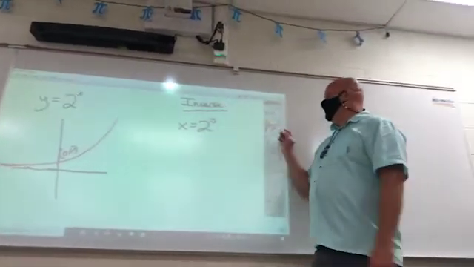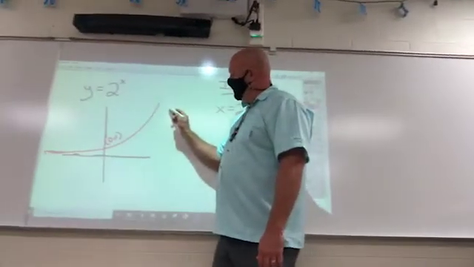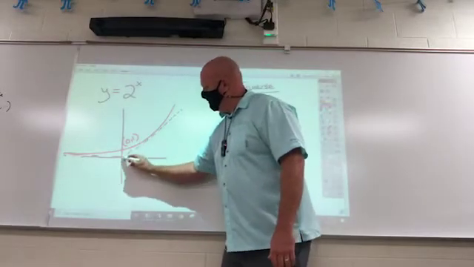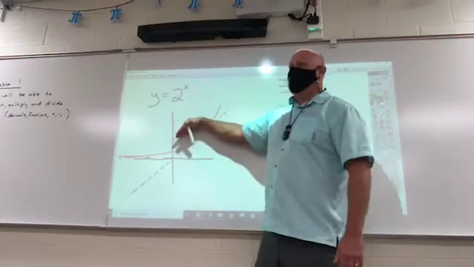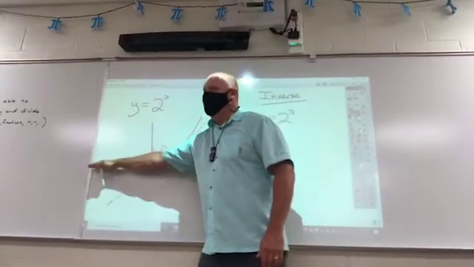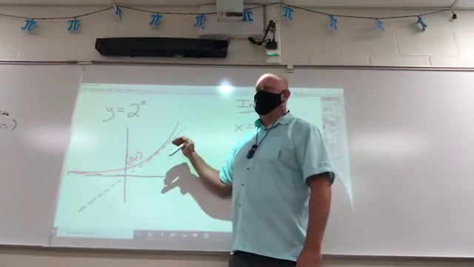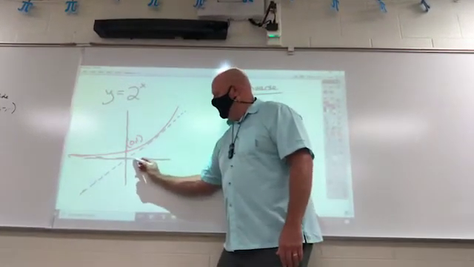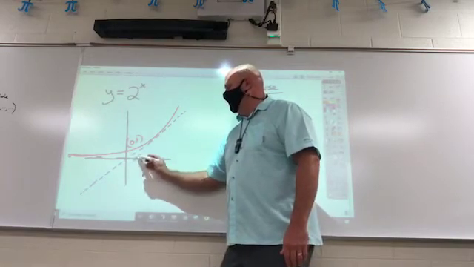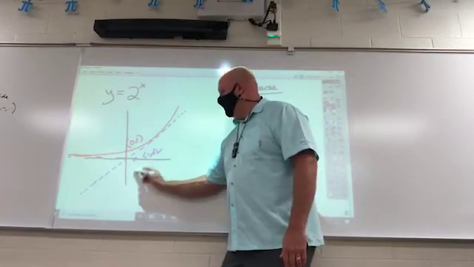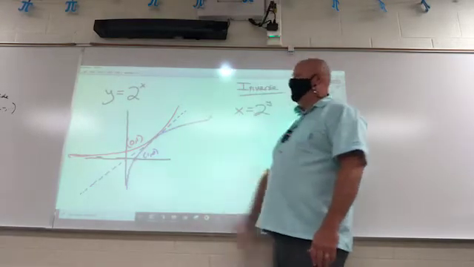What's the inverse graph going to look like? If I draw this line, instead of getting closer and closer to 0 here, we're going to get closer and closer to which axis? The y. Instead of going through the point 0, 1, it's going to go through the point 1, 0, right? And it's going to look like this, and then it's going to look like that. Make sense?